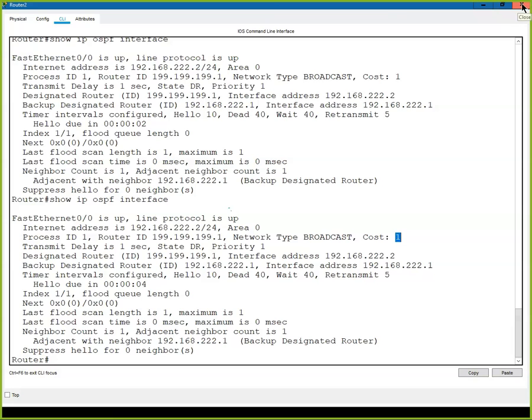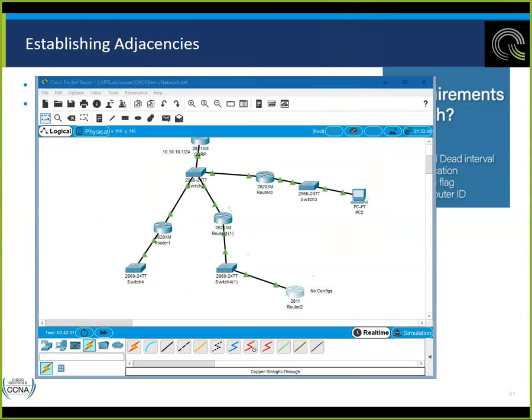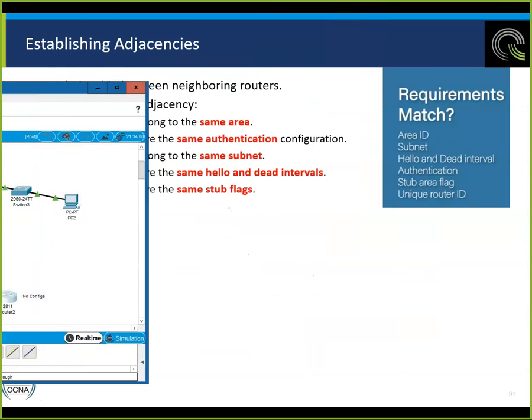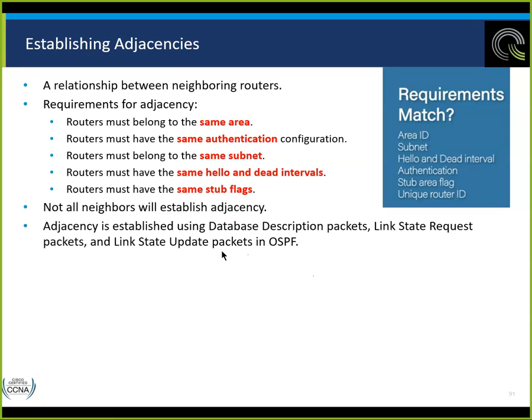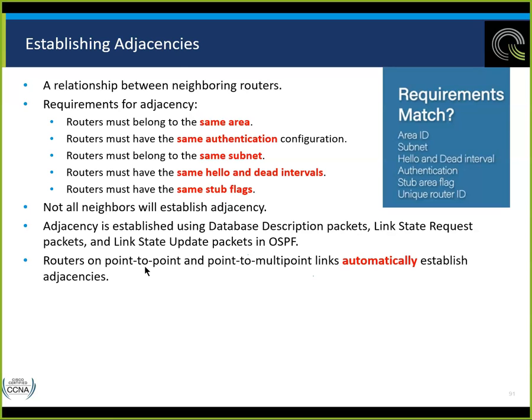Poke around and look at these things as you're doing labs, just to see what's available where, and why that particular thing is important. Not all neighbors will establish an adjacency. The adjacency is established using the database description packets, link state request packets, and link state update packets in OSPF. Point-to-point and point-to-multipoint links automatically establish adjacencies.